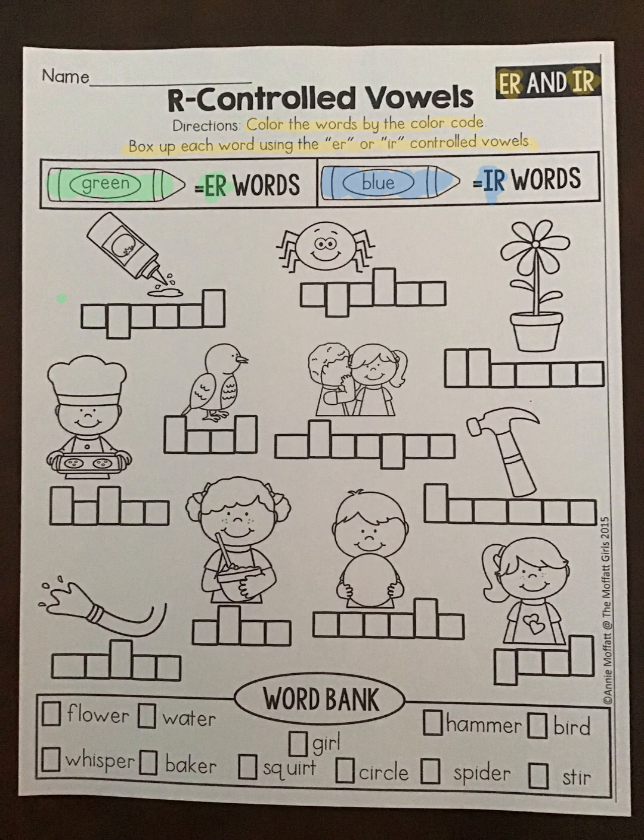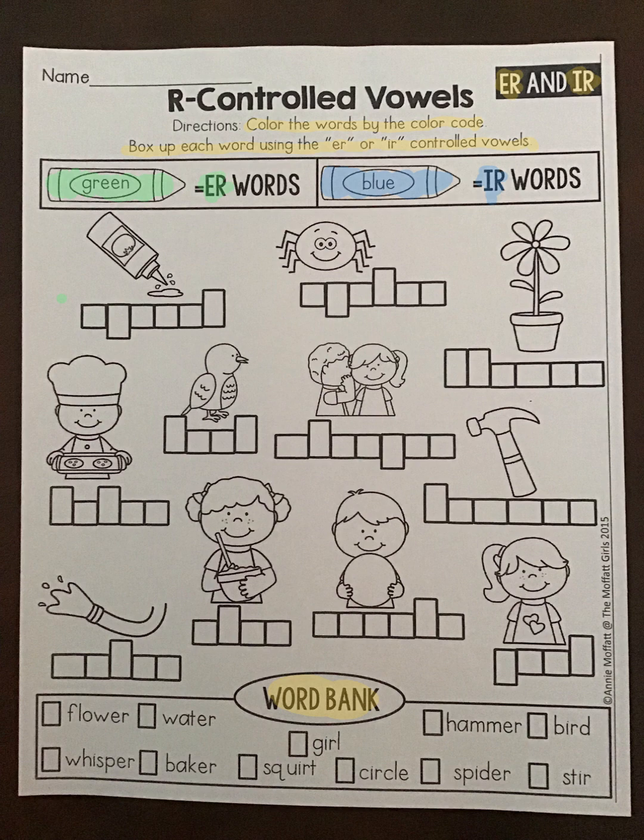My friends, let me give you a little secret. When we hear the sound at the end of a word, most of the time it will be ER. If you hear it in the middle of the word, most of the time it will be IR. So ER goes at the end, and IR goes in the middle. Not always, but most of the time. And you can see down here, friends, we have a word bank at the bottom.